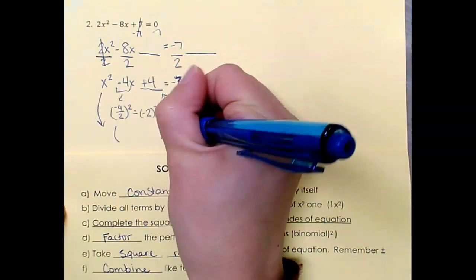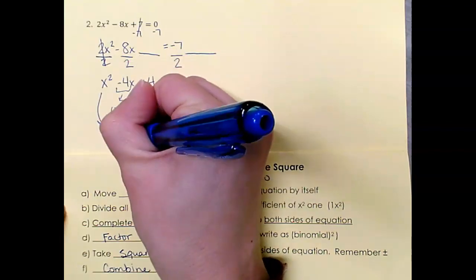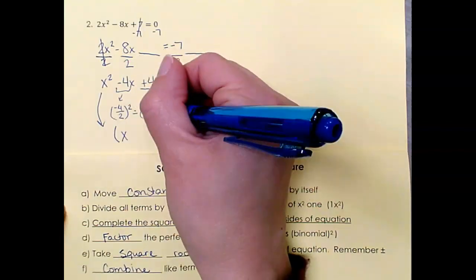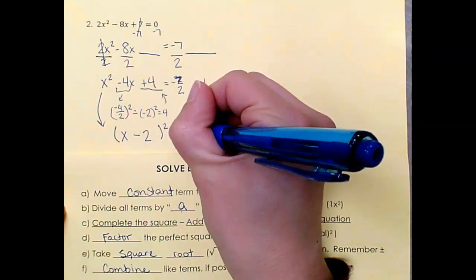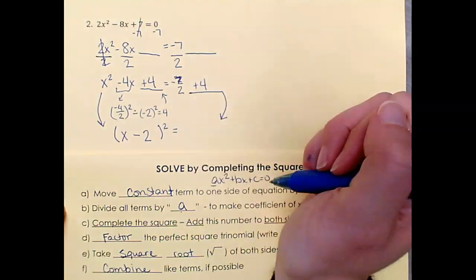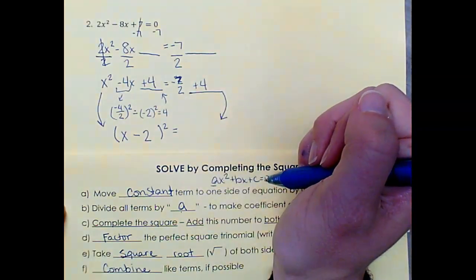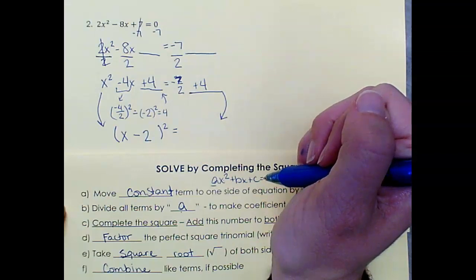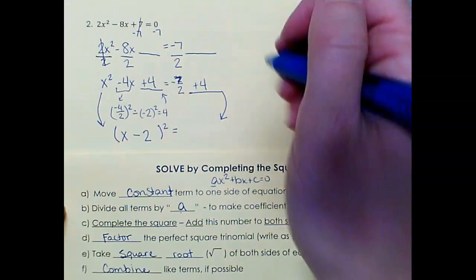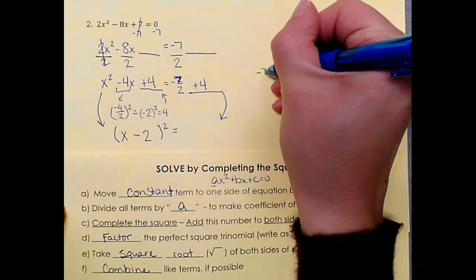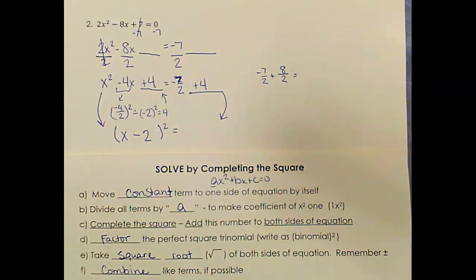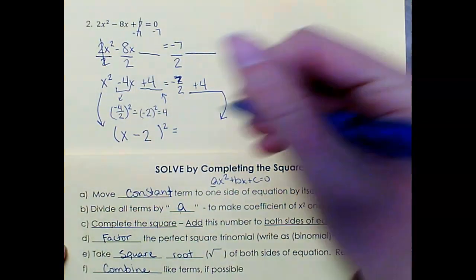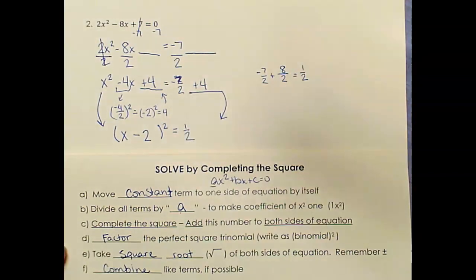So the square root of x squared is x. The square root of 4 is 2, but I'm going to use negative 2 because that's what my completing the square had. And that equals negative 7 halves plus 4. Well, negative 7 halves plus 4, I need to put together. So off to the side, negative 7 halves plus 8 halves. So that leaves me with 1 half.